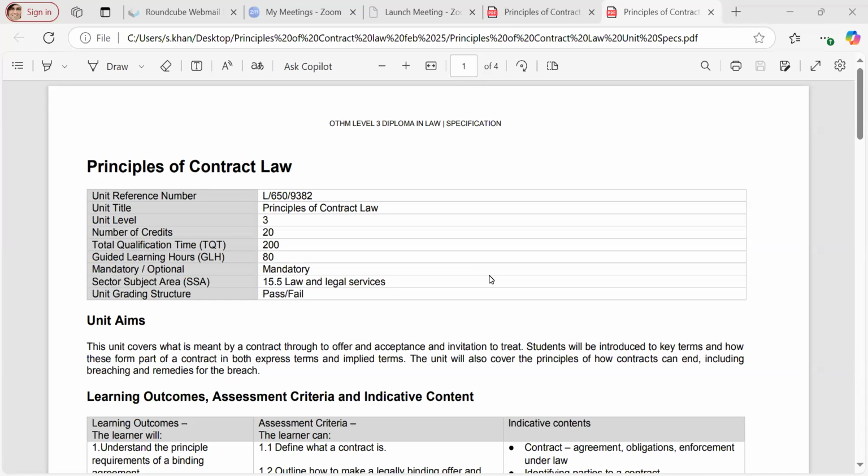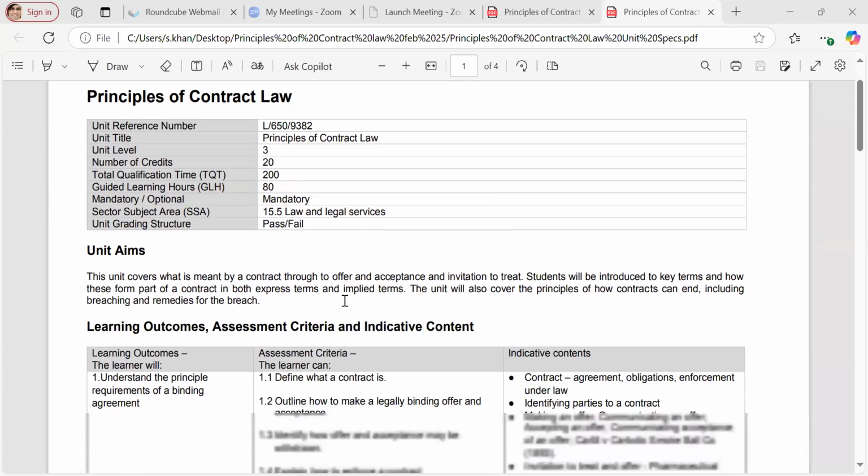So I'll just go through the unit specification, as it's a new unit that we'll be doing on principles of contract law. The unit is a level 3 unit. The unit reference number is listed on the module specification, which you can find on Moodle as well, which is available for you. The unit grading is a structure. Structure is a pass or a fail.